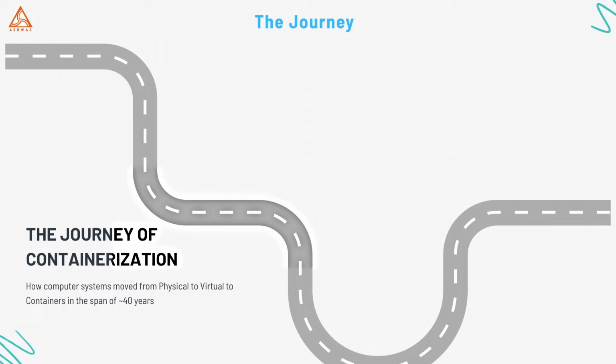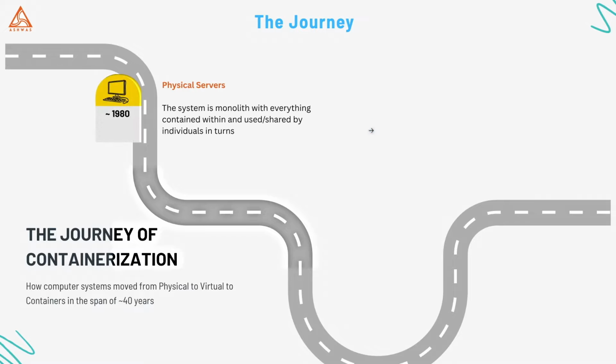Today we are going to embark on the journey of containerization. Essentially, we are going to see how we have moved from physical to virtual and then to containers, and that too in the span of 40 years. So let's start from the beginning. In the 1980s, the system was monolith, containing everything within: the hardware, the operating system, the software, applications. Everything was contained within. And usually, one person used to work on it at a time.